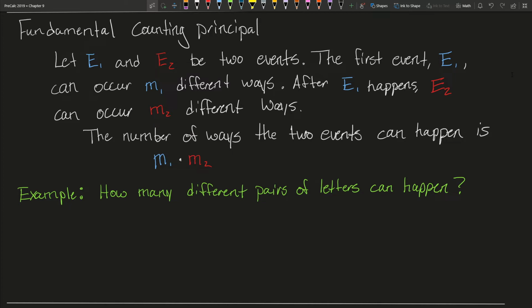So again, let E1 and E2 be two events. The first event E1 can occur M1 different ways. After the first event happens, the second event can occur M2 different ways, and the total number of ways that the two events can happen is M1 times M2. So you're just multiplying the number of different ways that those two events can happen together.